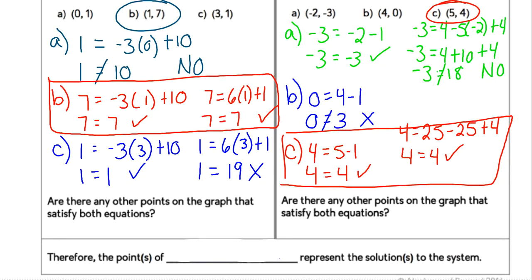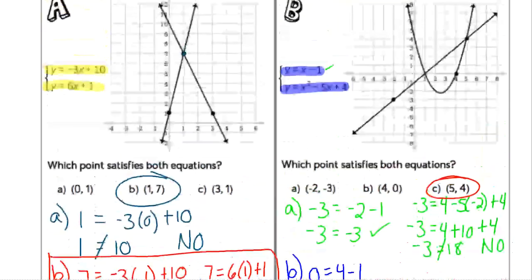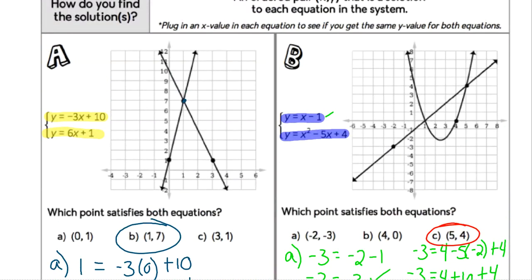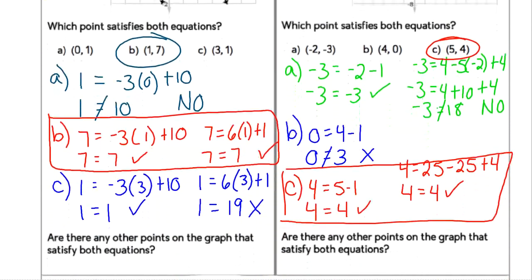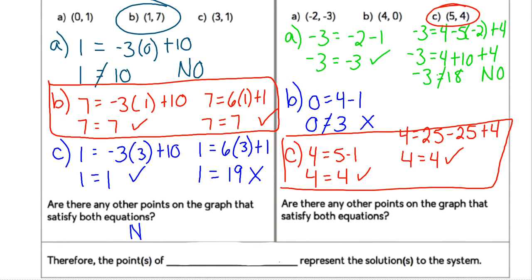So there's another question down here that says, are there any other points on the graph that satisfy both equations? When we look at our graph, we can see that there's only one point where those two lines are the same. So there are no other points where those two lines are the same, so there are no other points to satisfy that equation.